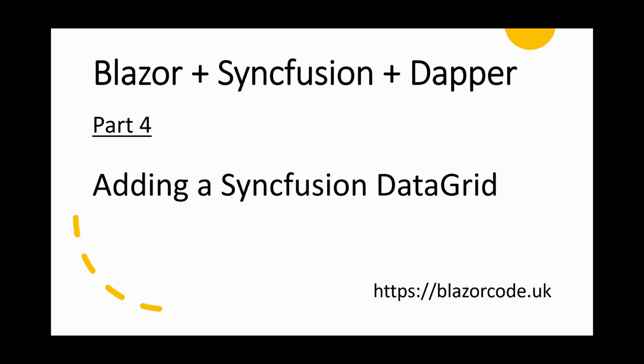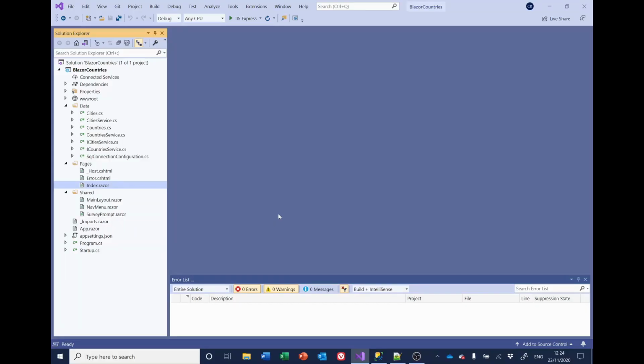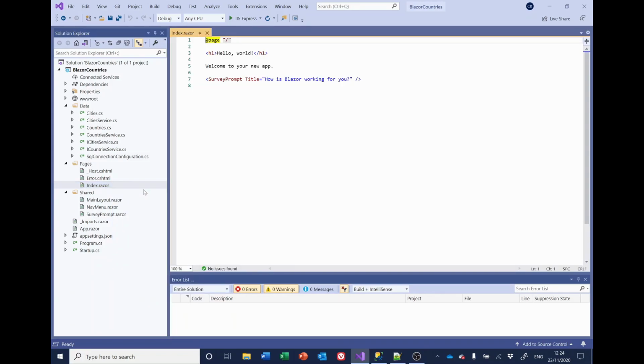So we'll be adding a Syncfusion DataGrid to the application, and enhancing it to allow sorting, resizing of columns, filtering of data, and adding a right-click context menu. We're going to start by replacing the existing index page with a Syncfusion DataGrid that's going to simply list the records in the countries table, and we're going to show the ID of the country and the country name. So we'll start off by opening index.razor and removing the existing code.